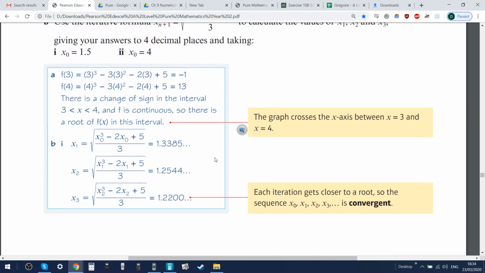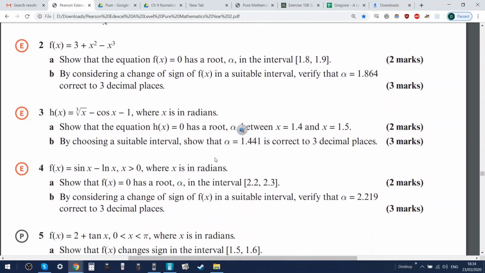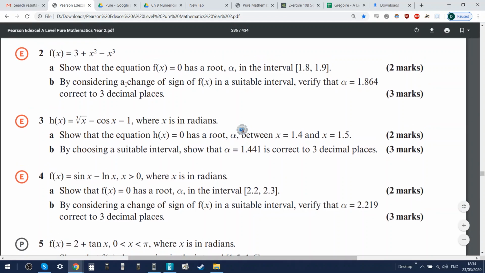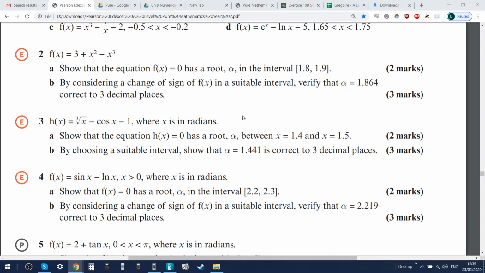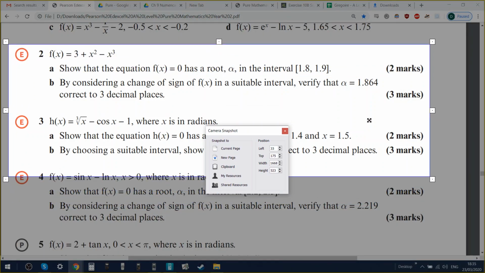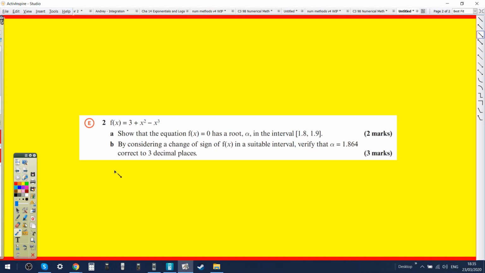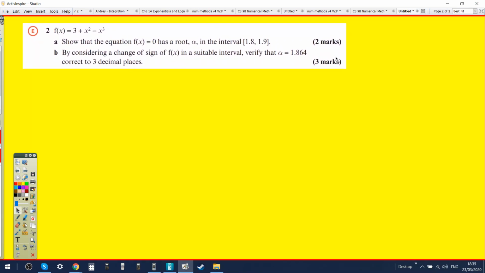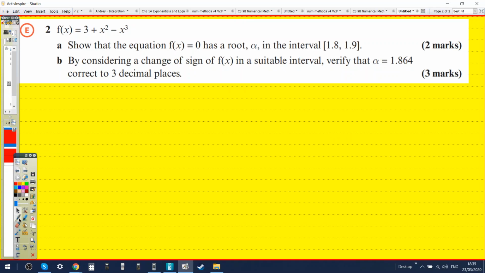Let's see. So I just want to show you what the exam questions all look like, and they're all very, very similar. So this one, show that this equation. Yes, there's one little thing we have to do. How would you do question B for this one? Question B, so f of x equals 3 plus x squared minus x cubed. And B is change of sign of f of x. Justify that alpha is 1.8. Is alpha the point of intersection? Yeah, the first root.